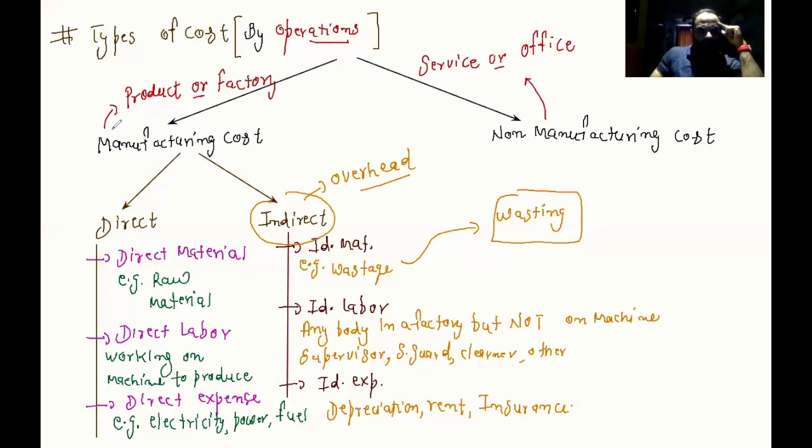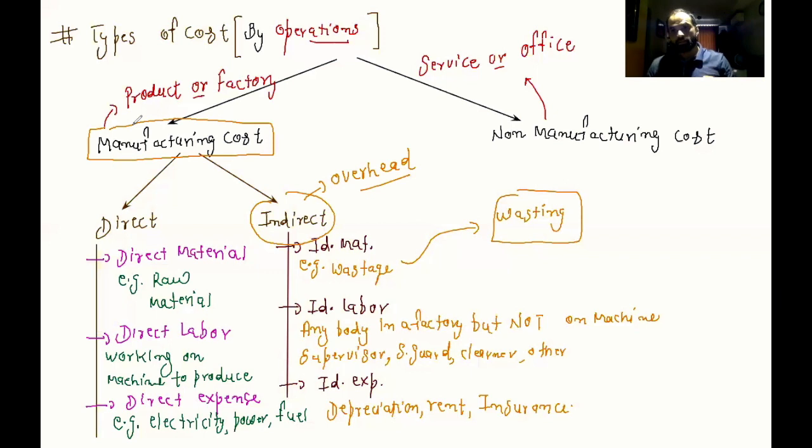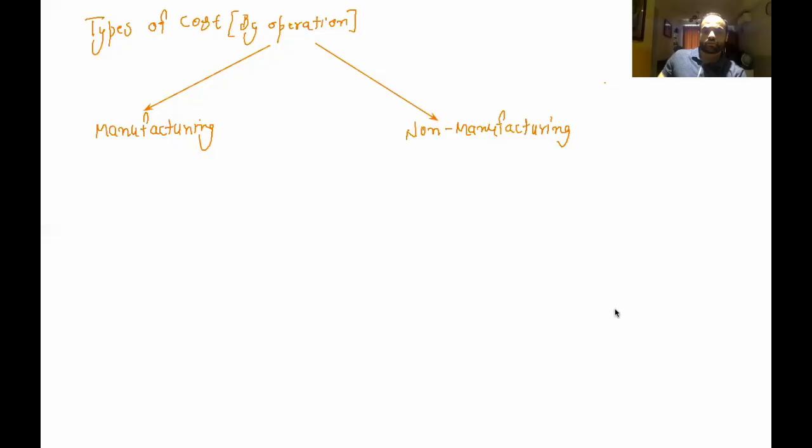Now, manufacturing cost, we can summarize it in a very concise manner. Remember, we already understand what is a manufacturing cost. So manufacturing cost is a combination of two different kinds of cost: direct cost and indirect cost. Direct cost: direct material, direct labor, direct expense, and indirect manufacturing cost: indirect material, labor, and overheads.